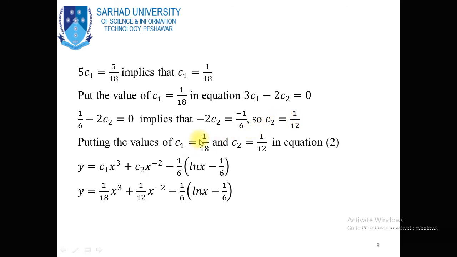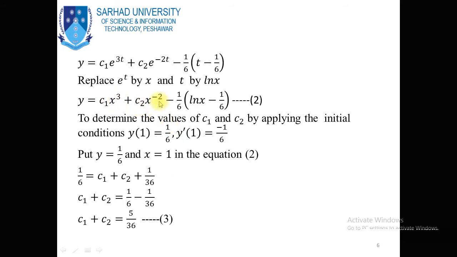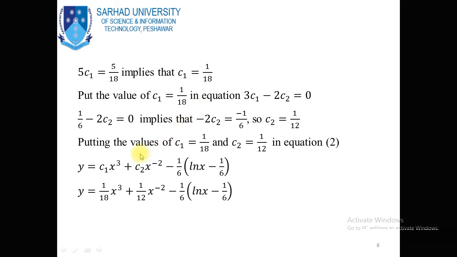Putting the value of c1 and the value of c2 in the solution which is given in equation number 2, now we obtain the solution y is equal to 1 over 18 x cube plus 1 over 12 x power minus 2 minus 1 over 6 into log x minus 1 over 6.